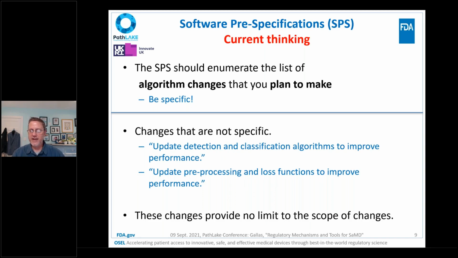You know, a change that is described as an update to the algorithms to improve performance doesn't tell us anything about, is it an update to the loss function? Is it an update to the layers, the architecture of the algorithm? Is it an update to the outputs? What exactly is changing is what we need to know, so that there's some kind of limit to the scope of the changes. And we don't want to be dealing with unbounded changes.